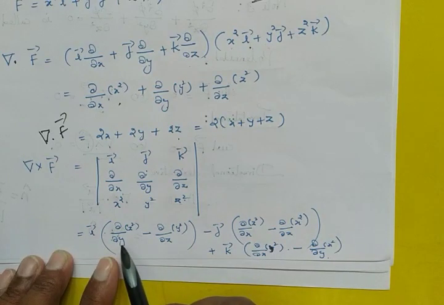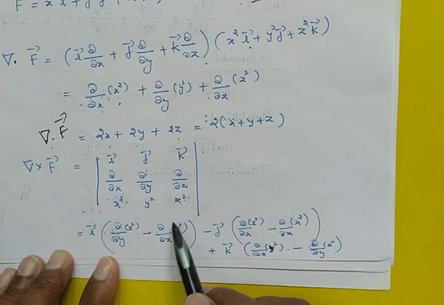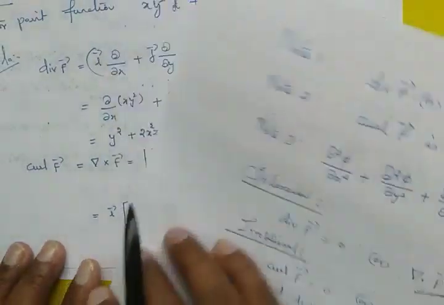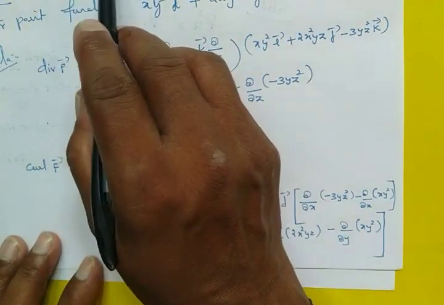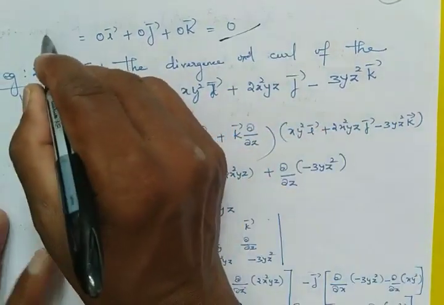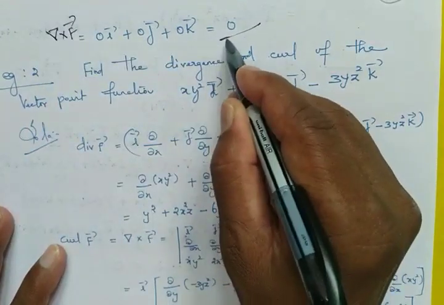You are differentiating with respect to y, but there is no term in y, therefore this becomes 0. Here dou by dou z, you only have a term in y square, so this also becomes 0. 0 minus 0. Similarly, in each term, differentiating with respect to a variable that is not present gives 0. Then 0i plus 0j plus 0k, so the del cross f vector value is 0.